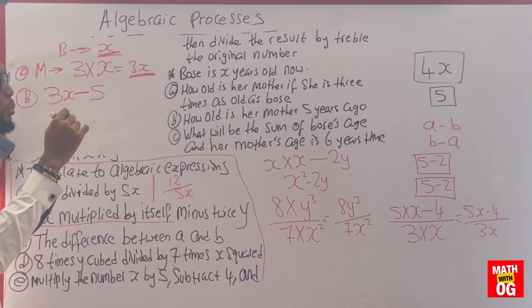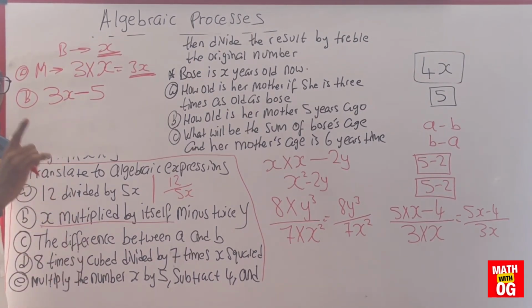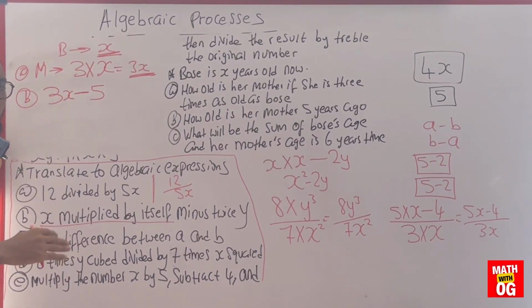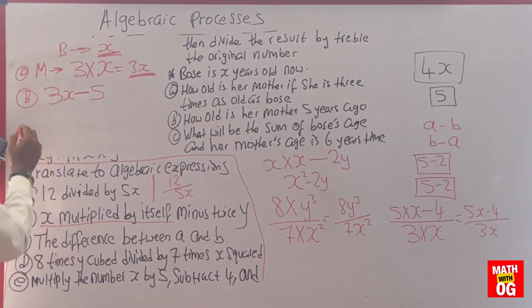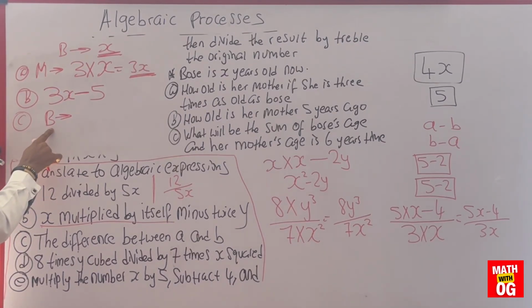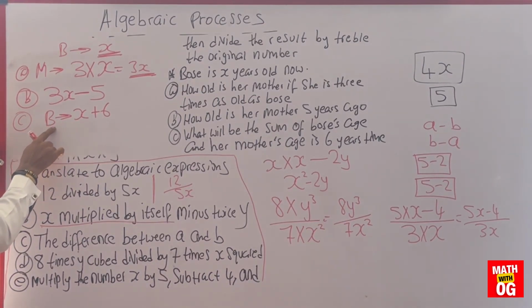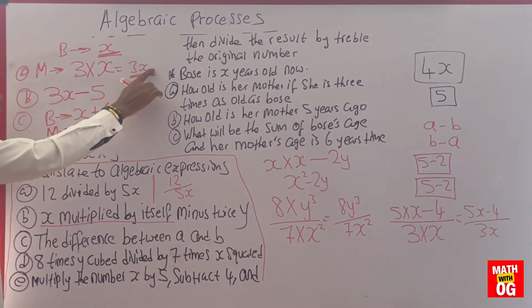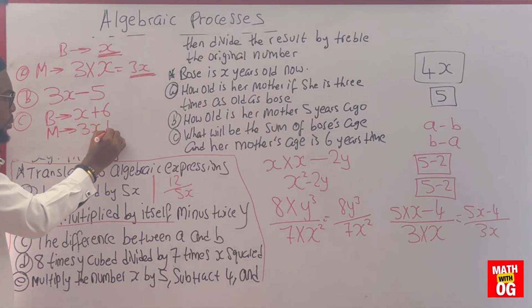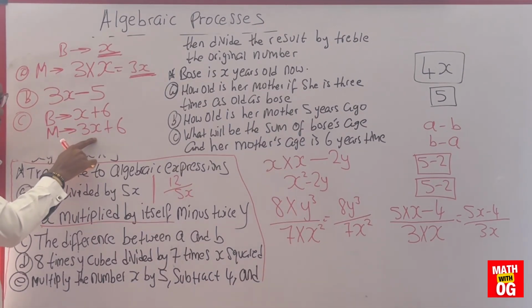Now the C part, what will be the sum of Bosse's age and her mother's age in 6 years' time? What will be your age in 6 years' time? Your present age plus 6. For someone who is 20, in 6 years time the person will be 26 years old. So in 6 years time Bosse's age will be her present age plus 6, and her mother's age will be her present age, which is 3x, plus 6.